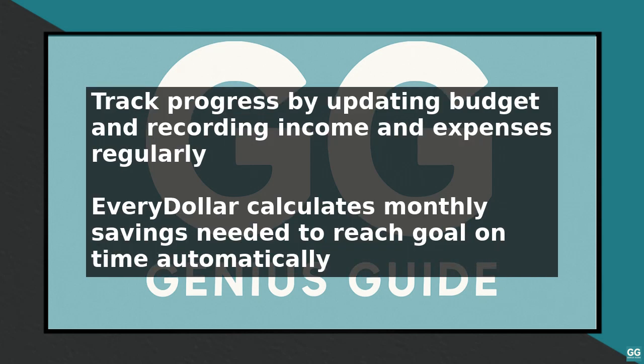Once you have created your goal, you can track your progress by regularly updating your budget and recording income and expenses. EveryDollar will automatically calculate how much you need to save each month to reach your goal on time. It is essential to review and adjust your budget regularly to ensure you are on track to meet your savings goals. You can also set reminders and notifications to help you stay on track and motivated.